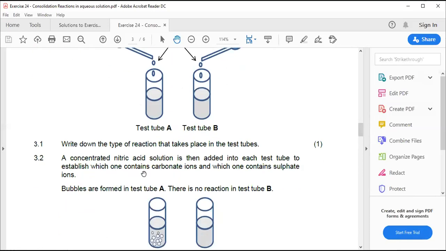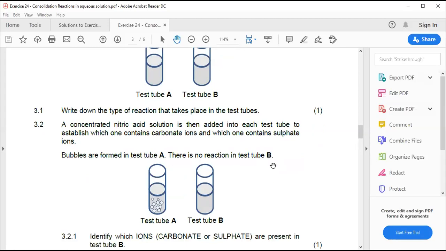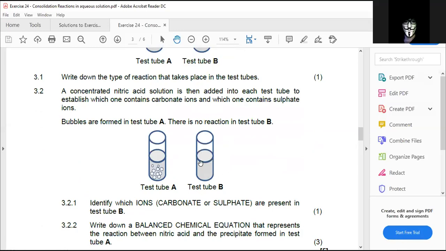A concentrated nitric acid solution is then added to each test tube to establish which one contains carbonate ions and which one contains sulfate ions. Bubbles are formed in test tube A. There's no reaction in test tube B. Identify which ions, is it carbonate or sulfate, are present in test tube B. The one that is not reacting, what is it? Sulfate, correct.